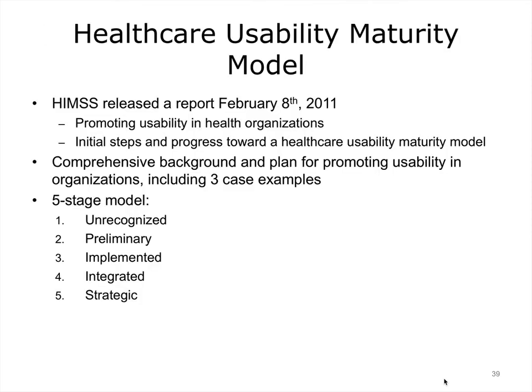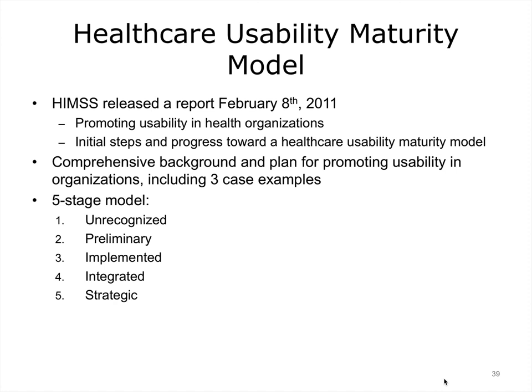In 2011, the Healthcare Information and Management Systems Society, HIMSS, pronounced HIMSS, proposed a 5-stage model to describe organizational maturity with respect to usability. This starts with an unrecognized stage at which awareness of usability and its impact is non-existent. Preliminary integration includes sporadic inclusion of usability with very limited resources. The implemented stage is characterized by a recognition of the value of usability with small teams doing it.